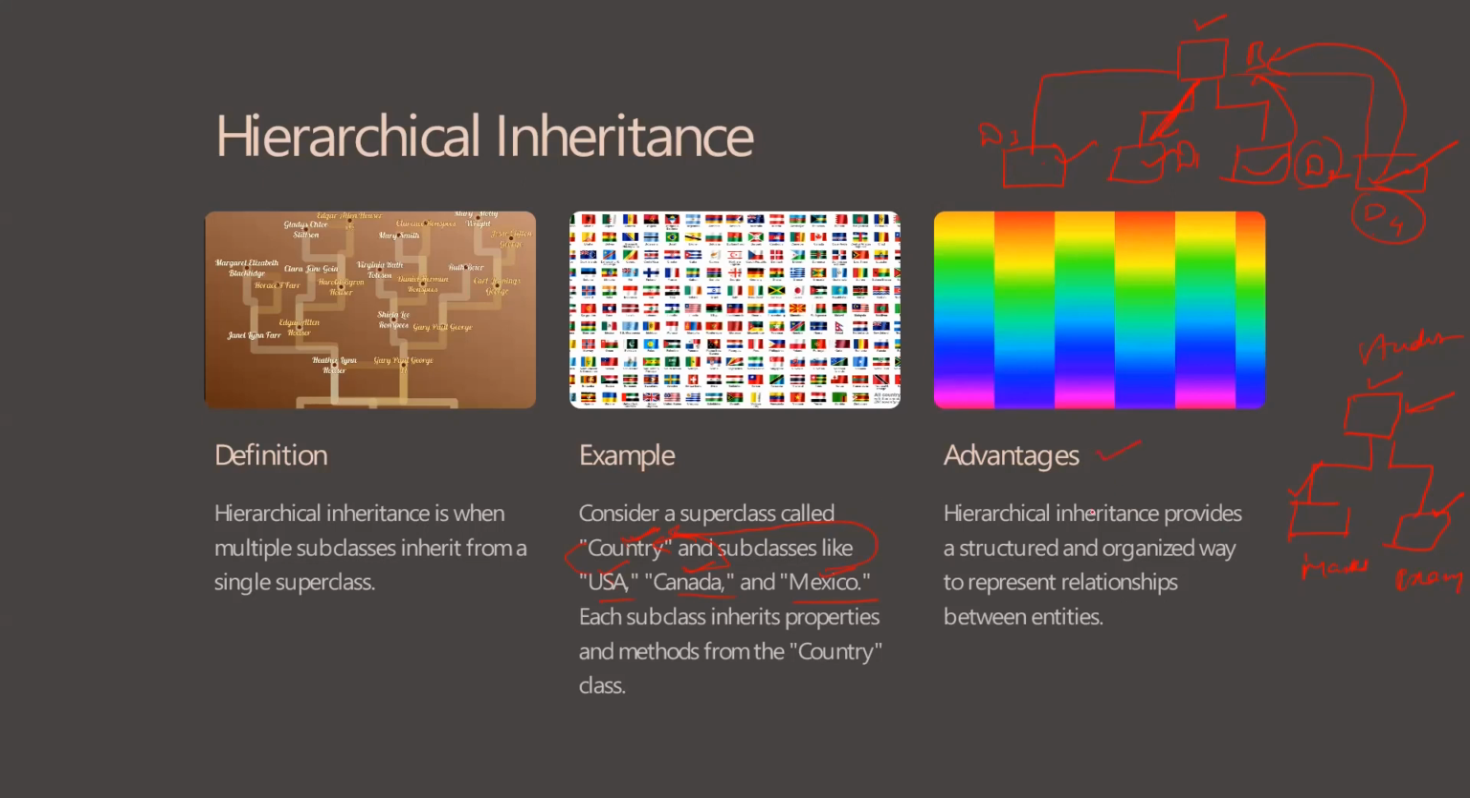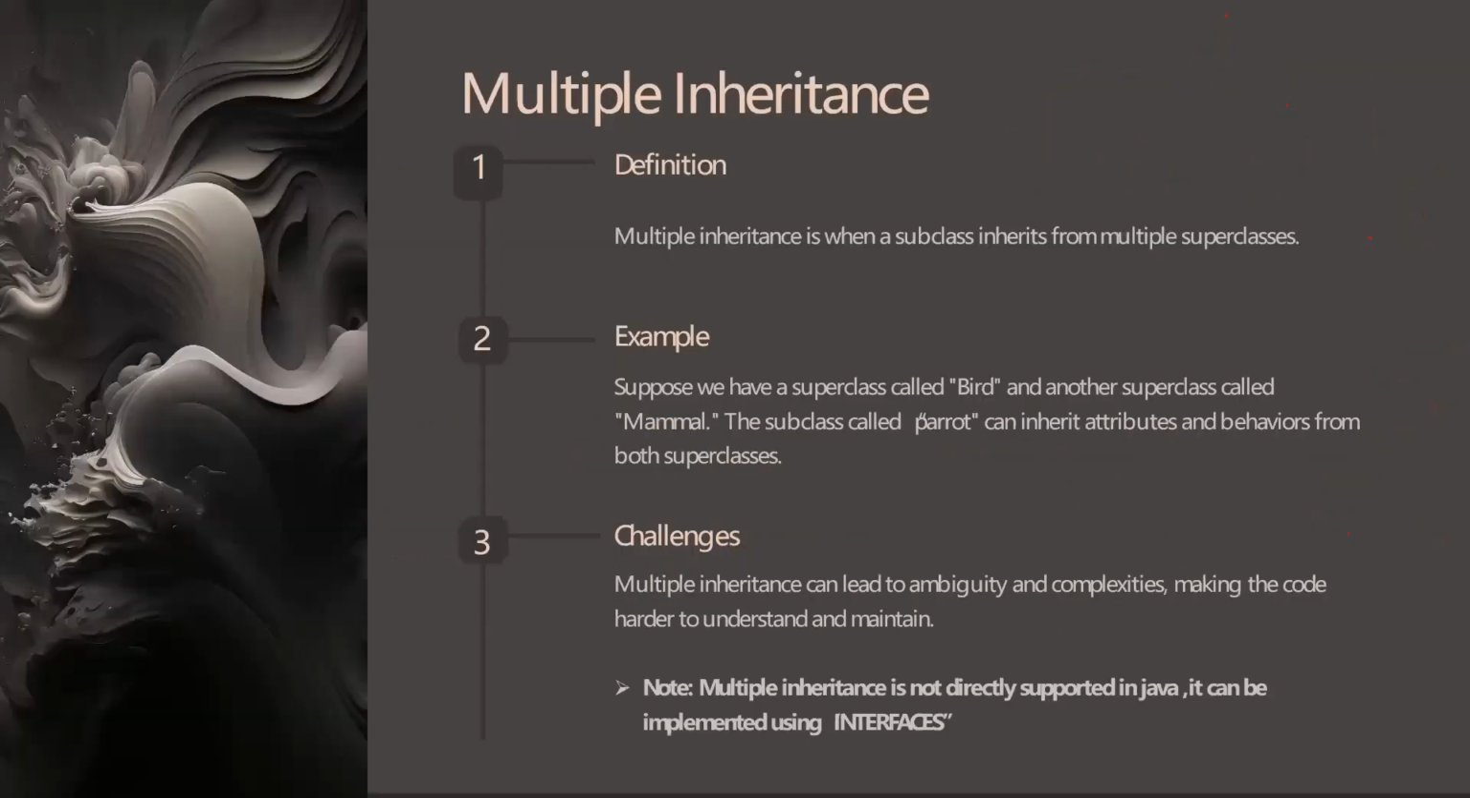Next is the advantage. What is the advantage of using hierarchical inheritance? It provides a structured and organized way to represent the relationships between the entities. So all these are entities, and these are the structural relationships. That is one of the major advantages of hierarchical inheritance. You can take the example of student, marks and exam, and do a hierarchical inheritance program. Clear? And next, multiple inheritance.